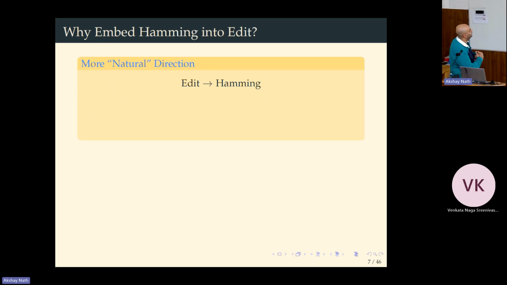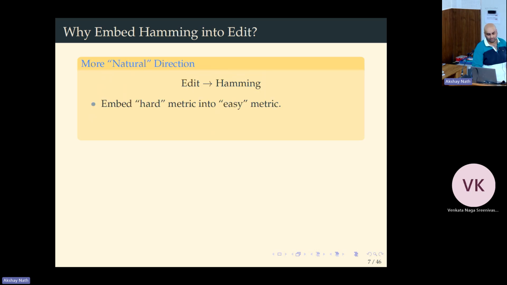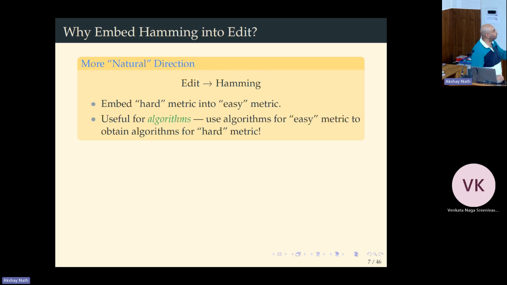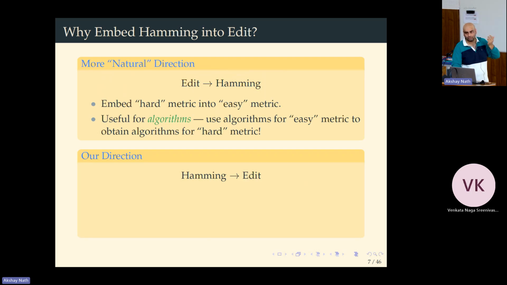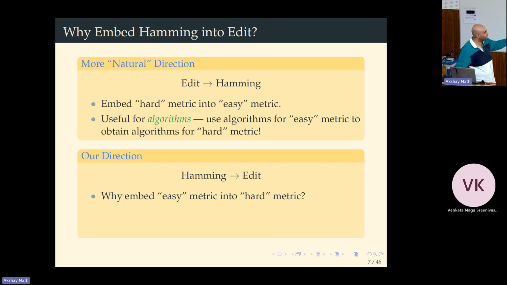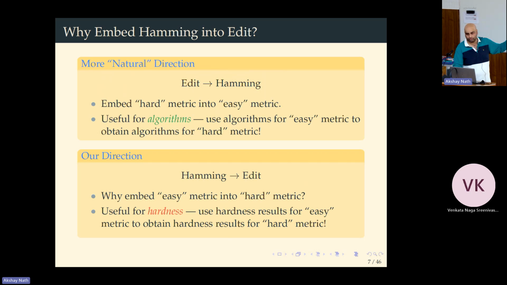Okay. So one would actually say that the more natural direction is to embed the edit metric to the Hamming metric. And the reason is you're embedding a hard metric into an easy metric. So if you had algorithms in the Hamming metric, which is an easier metric to develop algorithms, it would imply something for the edit metric. But we are doing the reverse because I don't do algorithms. And that means that whatever hardness we have in the Hamming metric, if we had an isometric embedding, then it also implies the same hardness for the edit metric.